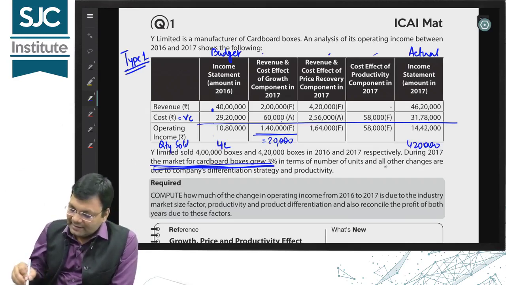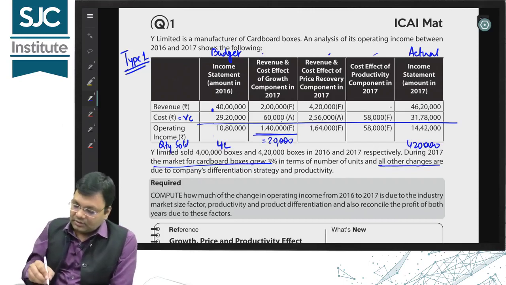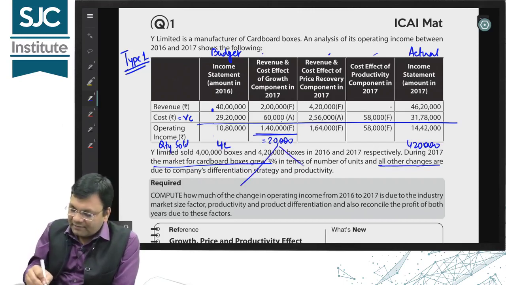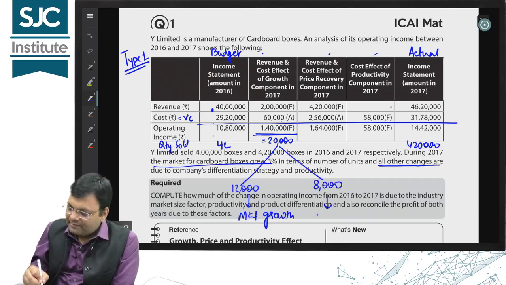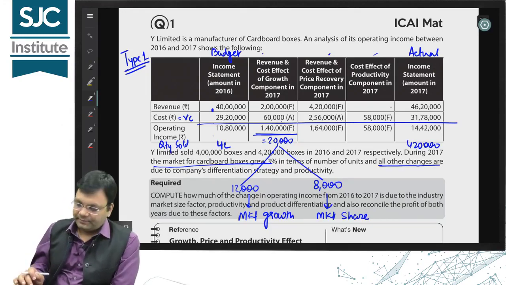Then they are saying all other changes are due to the company's differentiation strategy and productivity. So all other changes apart from market growth: 3% of 4 lakh is 12,000. This is my market growth. And the remaining is 8,000. This is my market share, which is coming due to the company's differentiation and productivity.